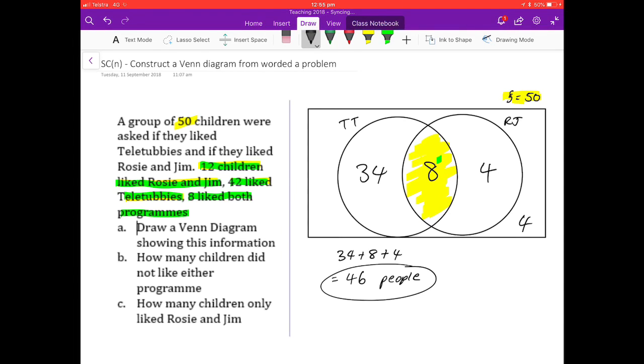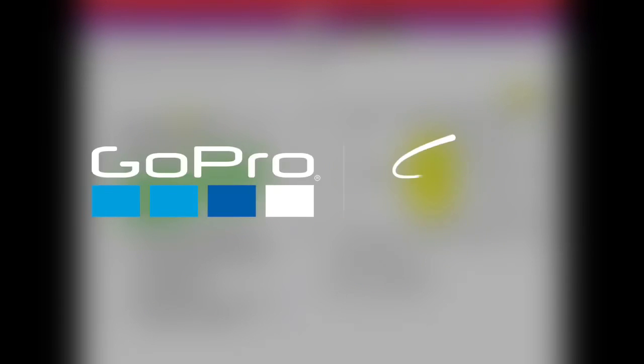All right. Questions to work through. Part B says how many children did not like either program. We've got 4 down here in the corner. We just said that one. And how many children only liked Rosie and Jim. All right, now we've got 12 people that like Rosie and Jim, but we've only got 4 that like Rosie and Jim only.